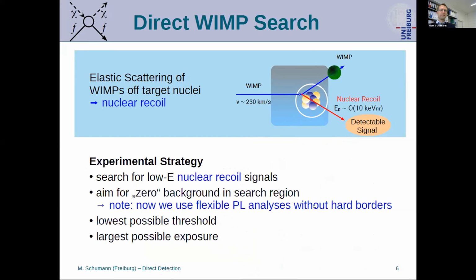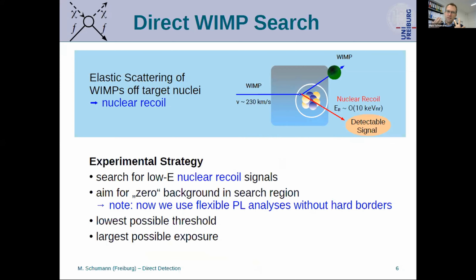So what is the experimental strategy for direct WIMP searches? At the end, it's summarized in that Feynman graph again. You have the target sitting in your lab, and a particle scattering off this target. We search for a low energetic nuclear recoil signal. Nuclear recoil is the signal. We aim for zero background in the search region. So it's all low background experiments that are optimized for zero background.